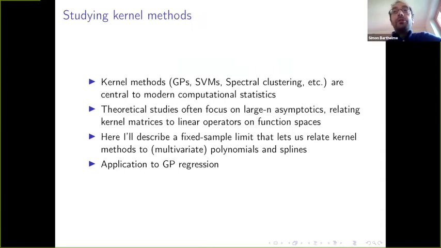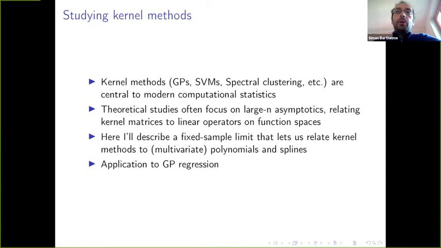To give you a bit of motivation for what I'm going to talk about, as we all know, kernel methods are pretty much central to modern computational statistics, and you find them under the form of Gaussian processes, support vector machines, spectral clustering, and so on. And of course, because they're central, they've been studied a lot. However, in most cases, these theoretical studies focus on large N asymptotics. So you assume that you have more and more data coming in, and then you look at what happens to the kernel method in that limit. Is it consistent? How does the posterior shrink, and so on?